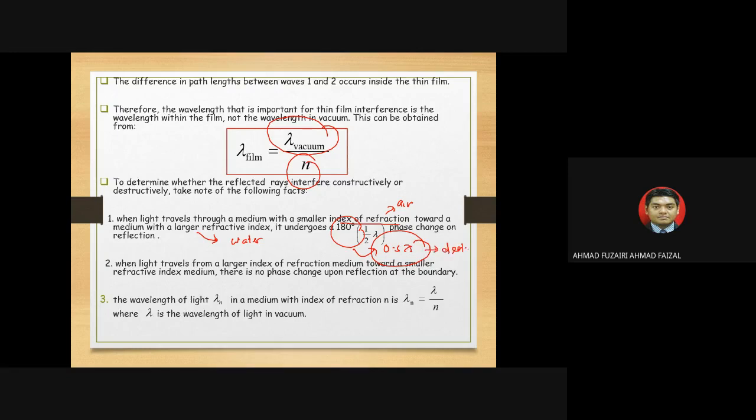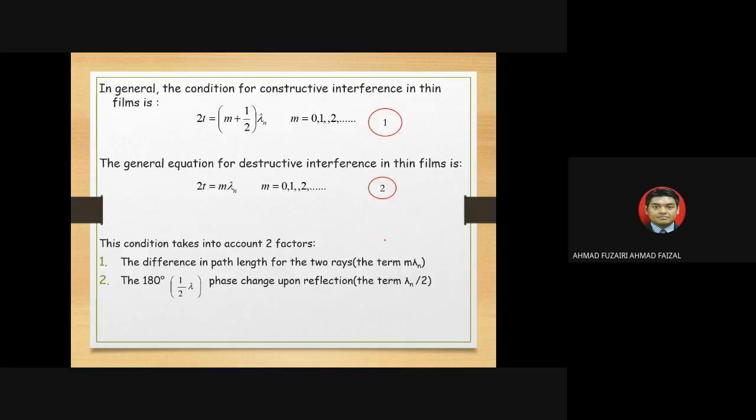Okay, when light travels from a larger refractive index towards a smaller refractive index, there is no phase change upon a reflection at the boundary. Right, so yang tadi tu dia kata kalau 180, dia akan menghasilkan destructive interference. Okay, but just get the idea on how the thin films are all about.